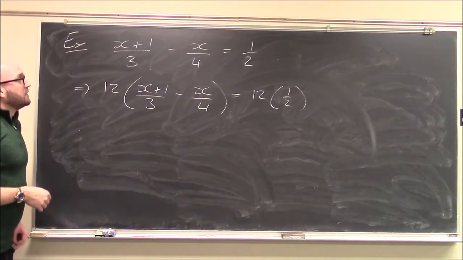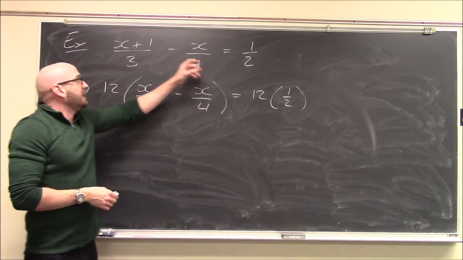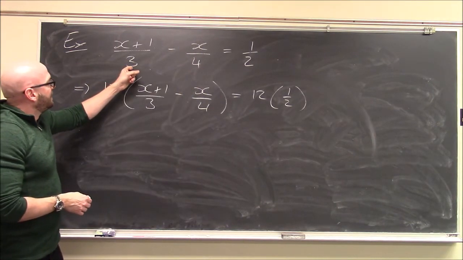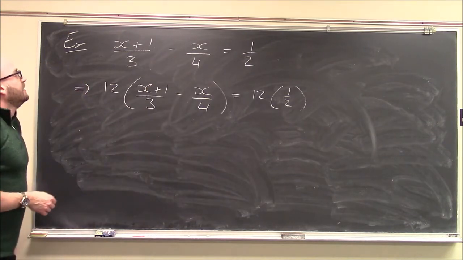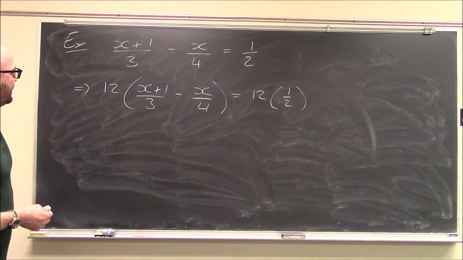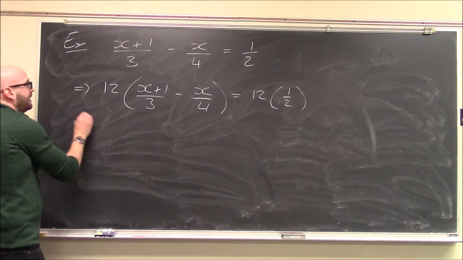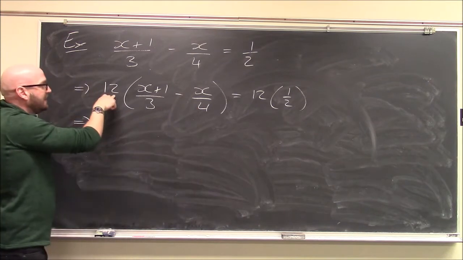Okay? In other words, what I'm doing here is multiplying both sides by the least common divisor of these two fractions, or least common multiple, if you want to put it that way. I've multiplied by 3 to get rid of this thing, and multiplied by 4 to get rid of this thing. Together it's 12.